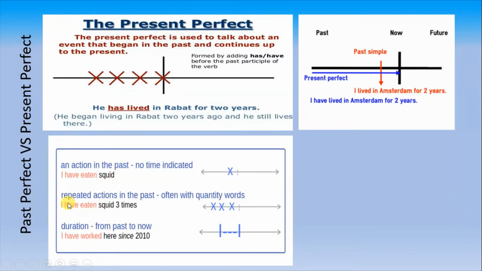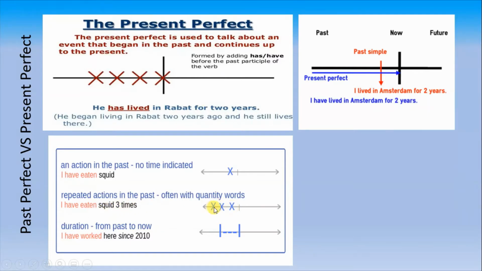The second use is a repeated action in the past. It happened 3 times or 4 times, often with quantity words. Example: I have eaten squid 3 times.